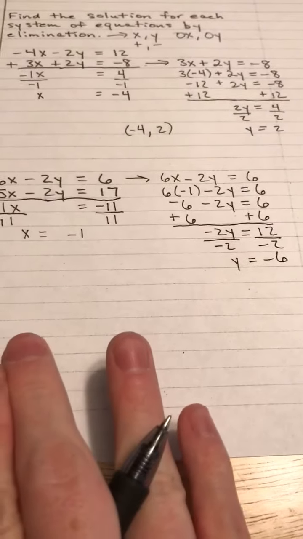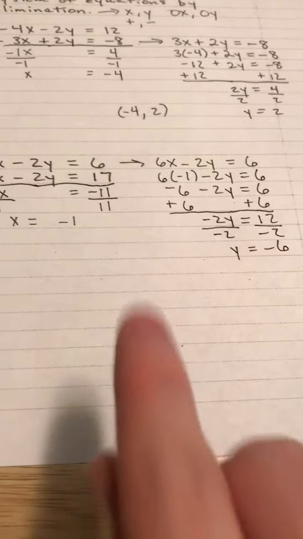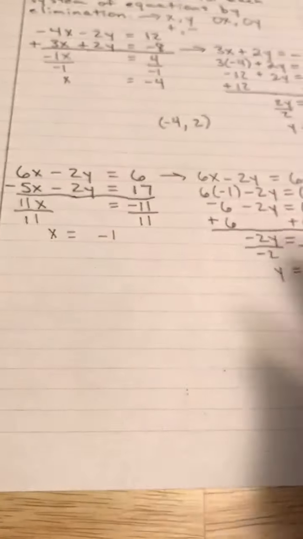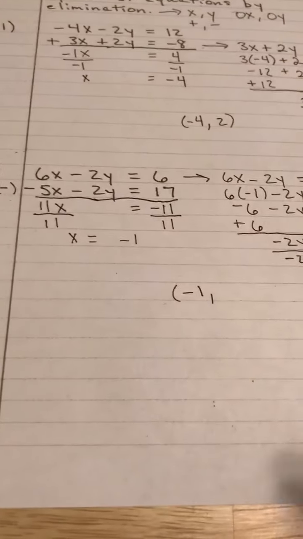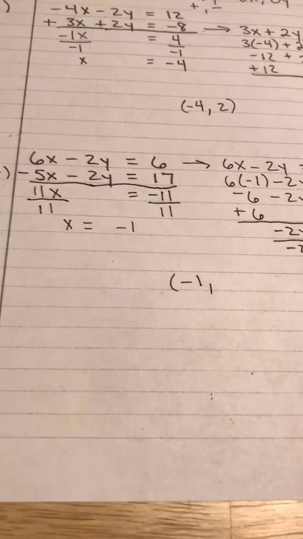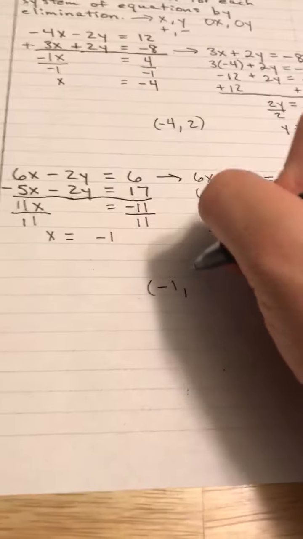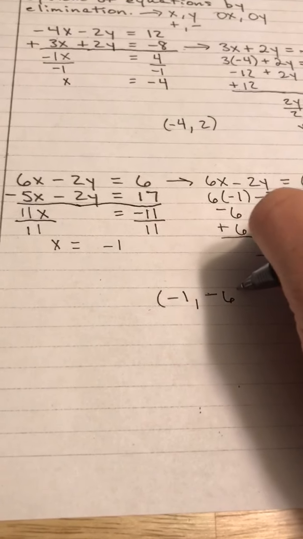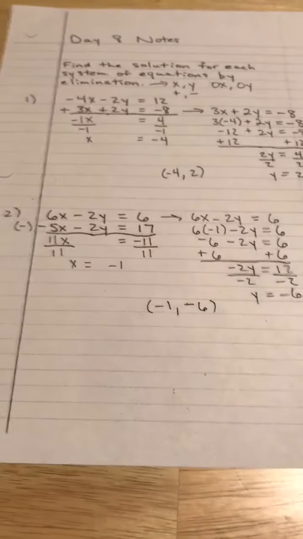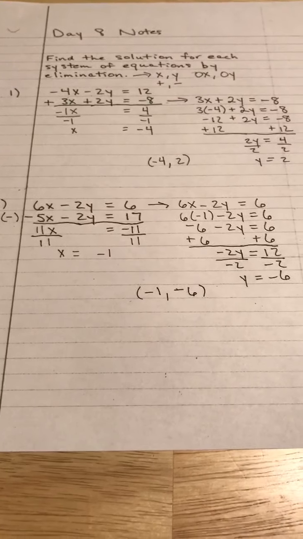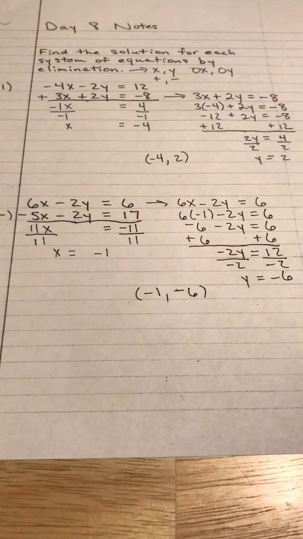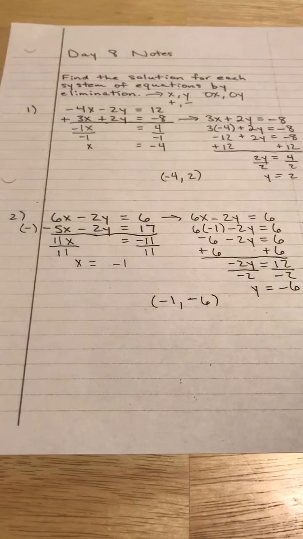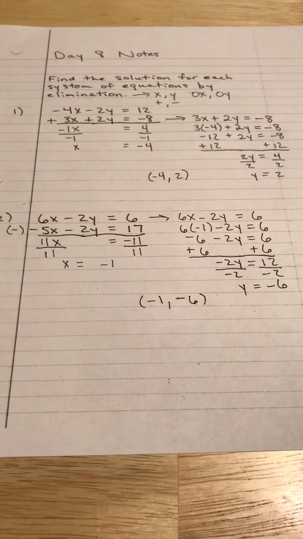So now I know what my x is, I know what my y is, I can write them in that ordered pair like I did last time. So the x number comes first, separate them out with commas, I put the negative 6 second. Alright, so that's how you do elimination. You're either going to be adding the two lines or you're going to be subtracting the two lines. Okay? Now, let's look at your homework for tonight.